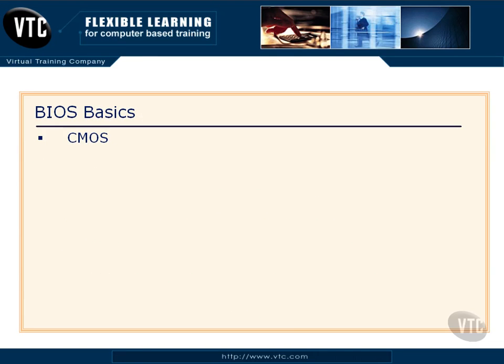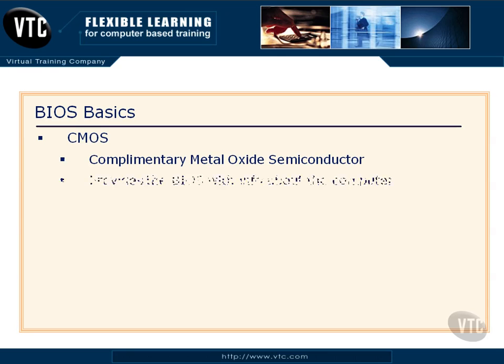Now let's talk about CMOS just a second. CMOS means complementary metal oxide semiconductor. This is one of those strange situations in PCs where CMOS is actually the name not of what the object does, but how it's manufactured. But that's the name that stuck. And so when we're talking about CMOS, this is what provides the BIOS with information about the computer.